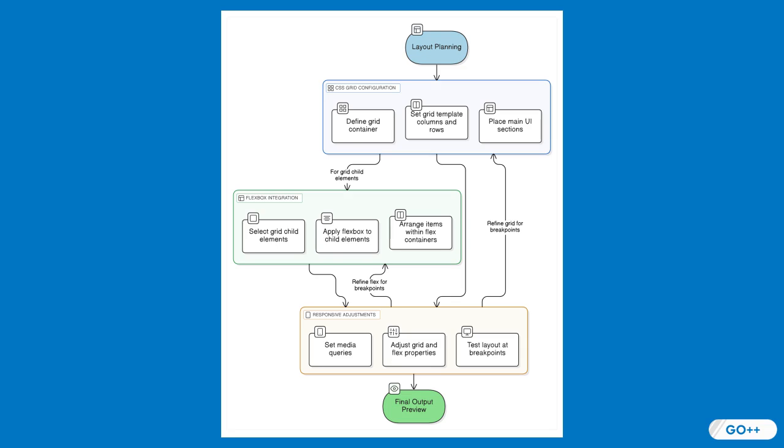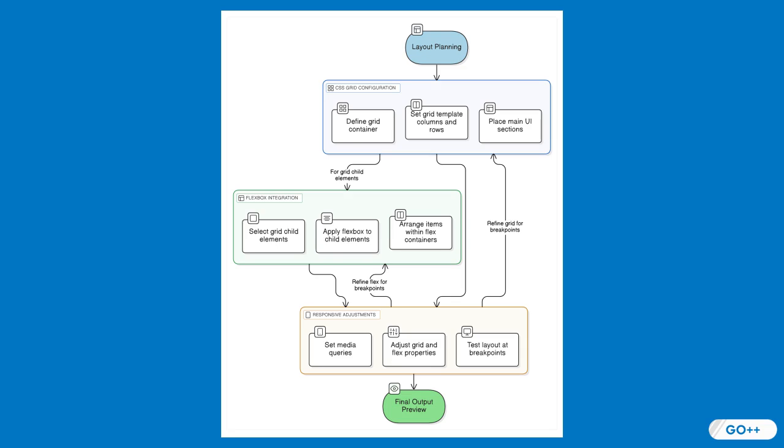Now, imagine Flexbox as the interior designer. It excels in arranging items neatly within these defined spaces, distributing free space and aligning items within a single dimension, either a row or a column. Flexbox is ideal for components like navigation bars and card layouts. The magic happens when you use Grid for the overarching layout and Flexbox for the finer details within Grid items, allowing you to tackle complex designs with ease.